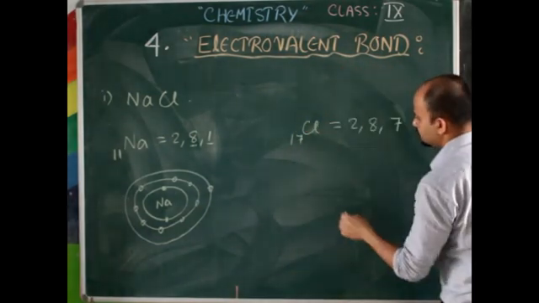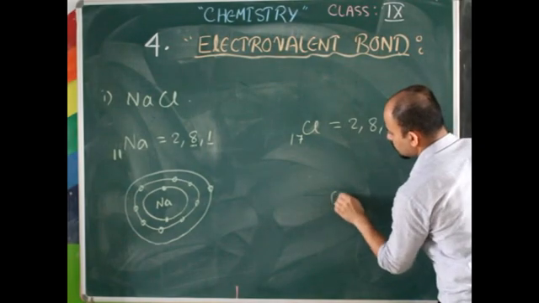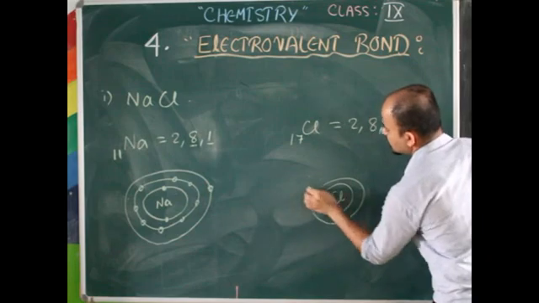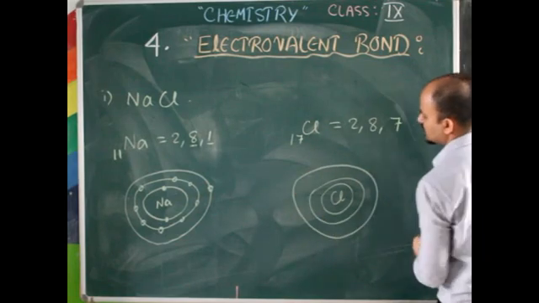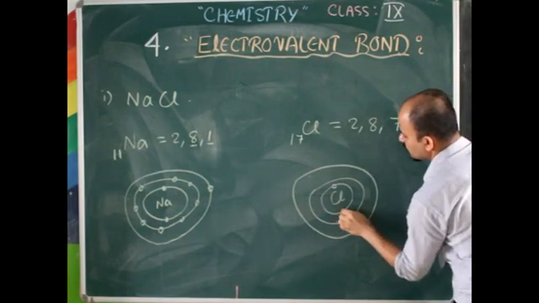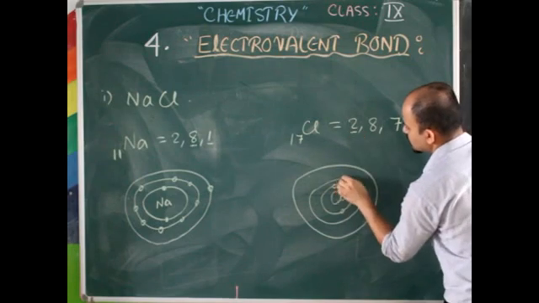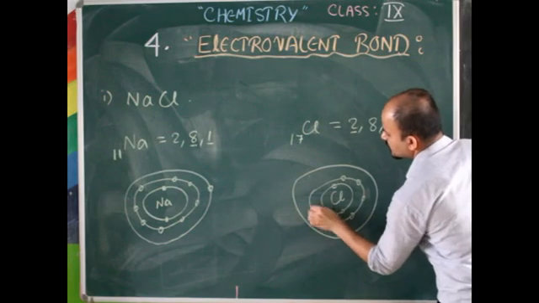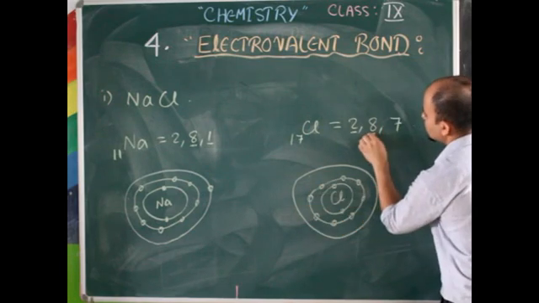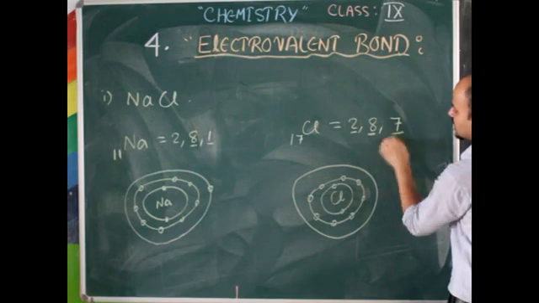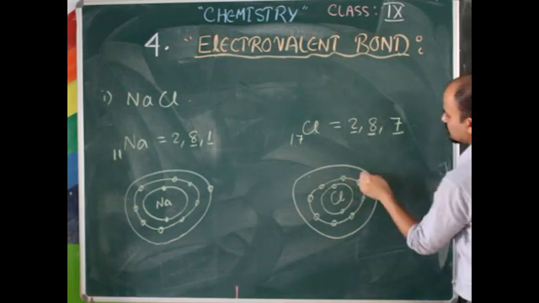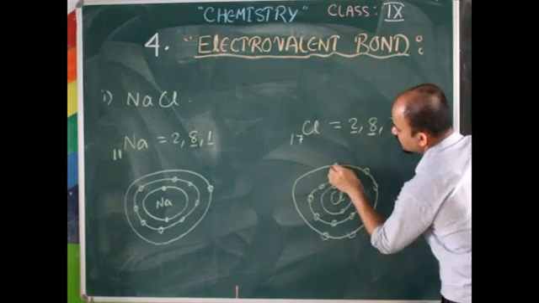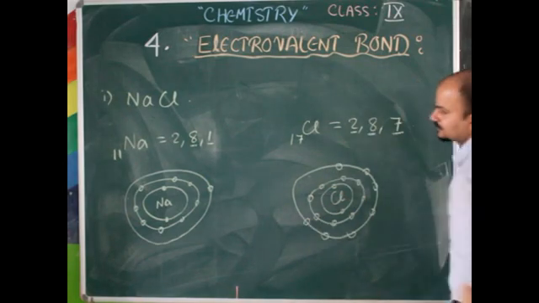Similarly, in case of chlorine, we have chlorine at the center, the nucleus, first cell, second cell, third cell. In the innermost cell it has 2 electrons, after that comes 8 electrons, 1, 2, 3, 4, 5, 6, 7, 8. And in the valence cell, that is the outermost cell, it has 7 electrons, 1, 2, 3, 4, 5, 6, 7.